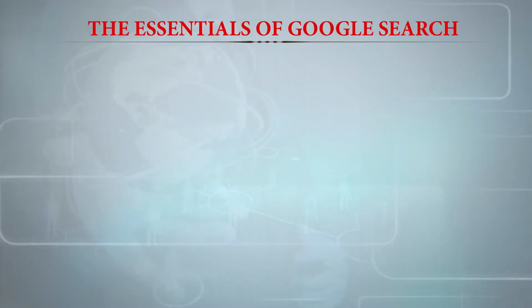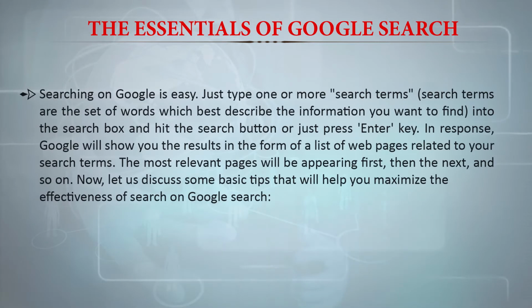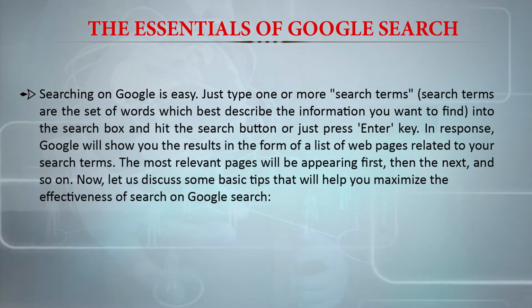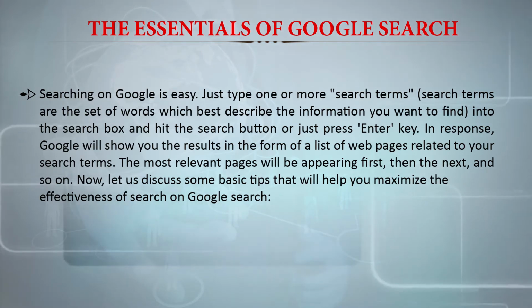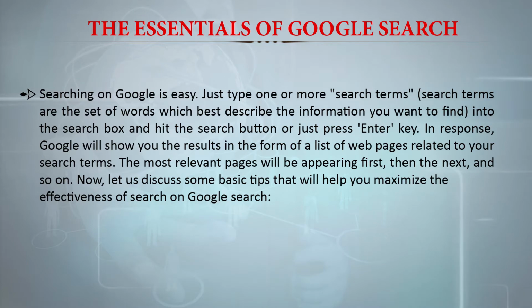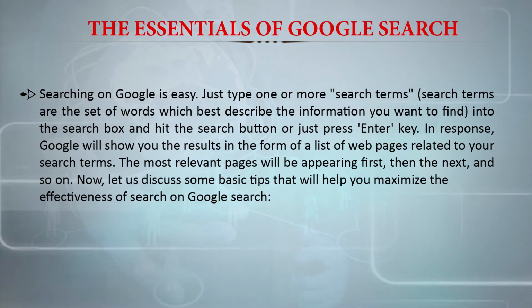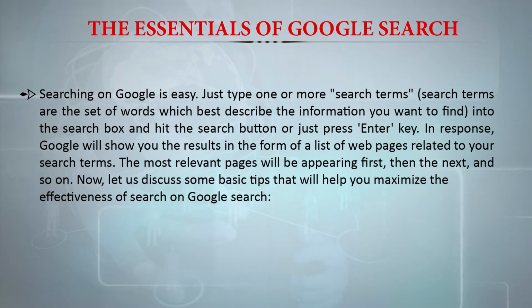Now, let us have a discussion on the essentials of the Google search. Searching on Google is easy. Just type one or more search terms. Search terms are the set of words which best describe the information we want to find. So, these search terms are to be typed into the search box and hit the search button or just press enter key. In response, Google will show you the results in the form of a list of web pages related to your search terms. The most relevant pages will appear first, then the next, and as the relevance goes down, those pages will come at the fag end.